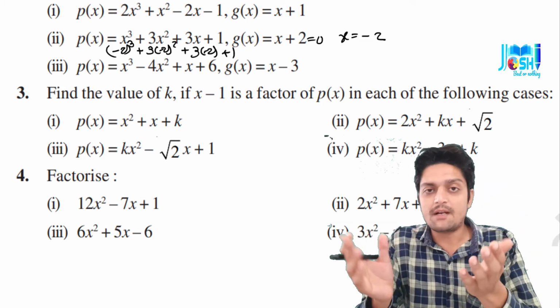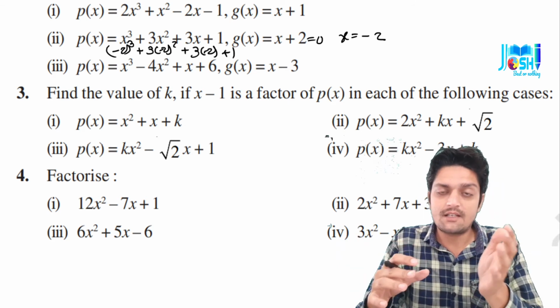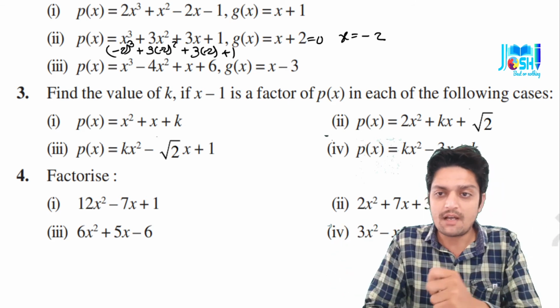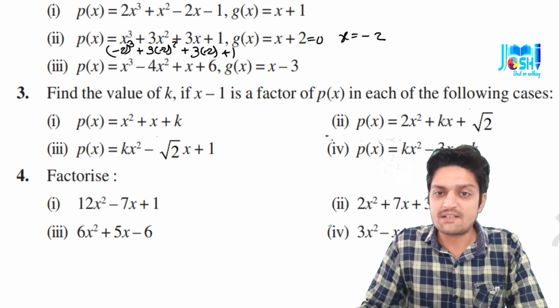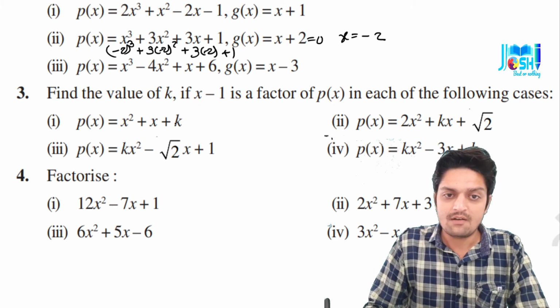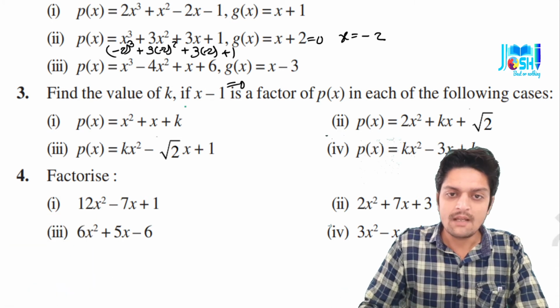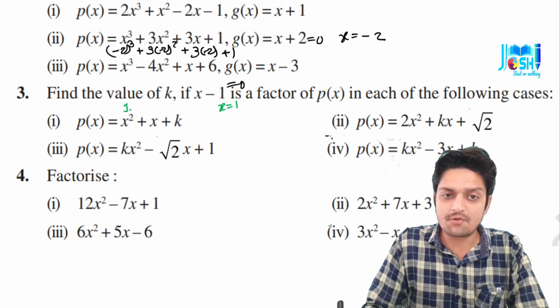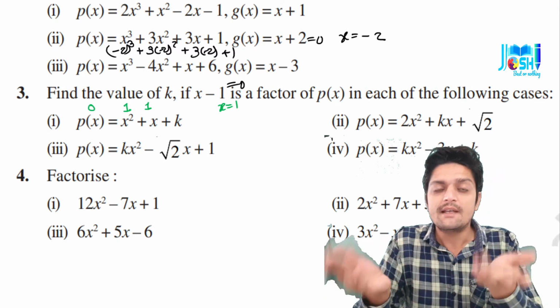The name of the theorem, the name of the method, you should remember, and the trick and the full procedure also you have to remember. Now here the third question is there. Find the value of k if x minus 1 is a factor. So x minus 1 is equal to 0, so the value of x is equal to 1. Everywhere instead of x you have to put 1, and P of x is equal to 0, you have to put directly to get the value.